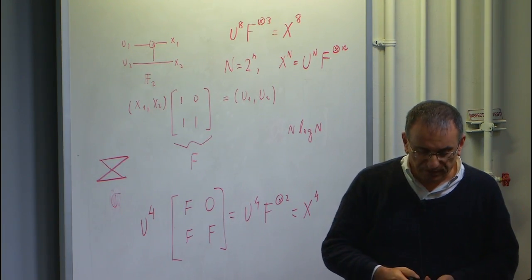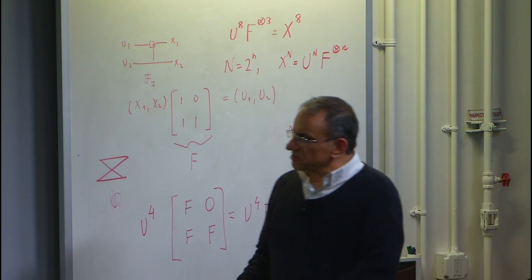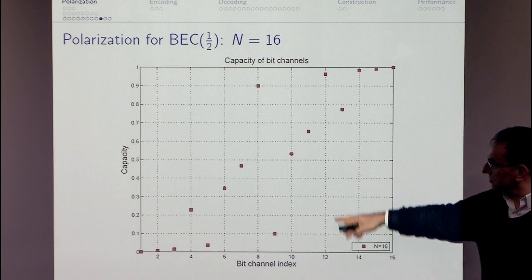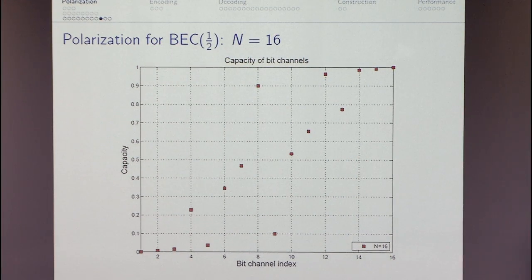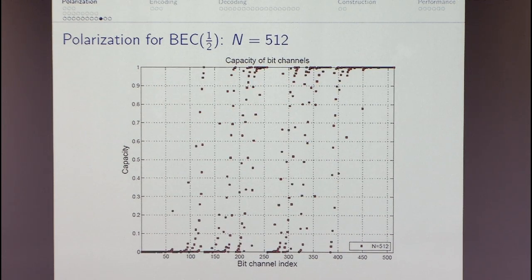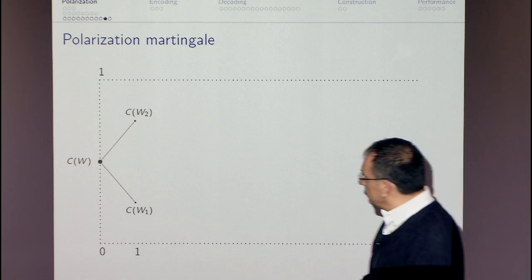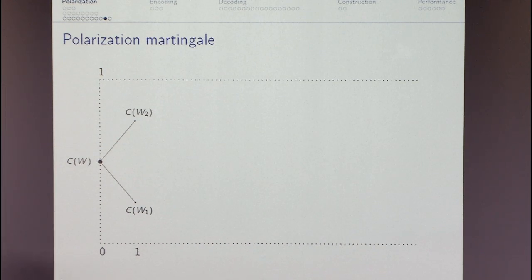Okay, so I demonstrated already that this type of transformation is going to achieve polarization as we keep increasing the construction size. So we were here yesterday. There is a martingale embedded in this construction, which helps us say very precise things about what happens.